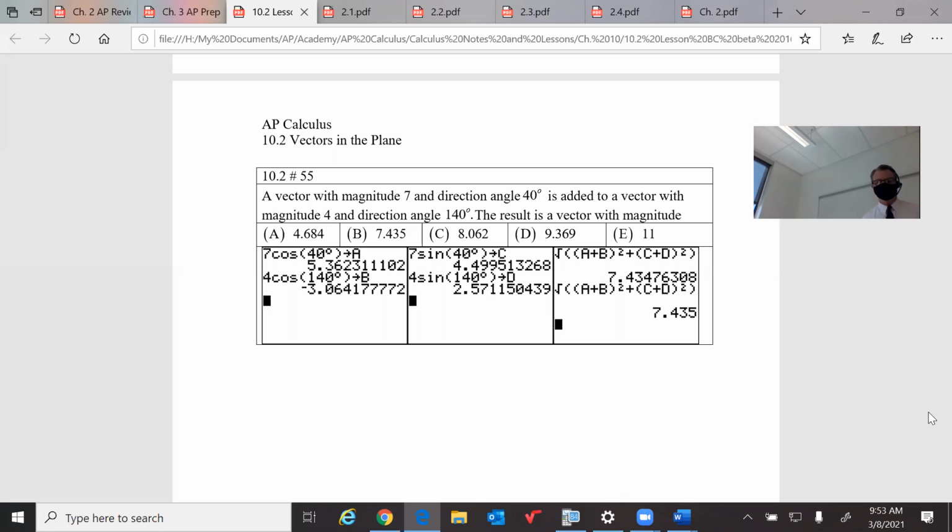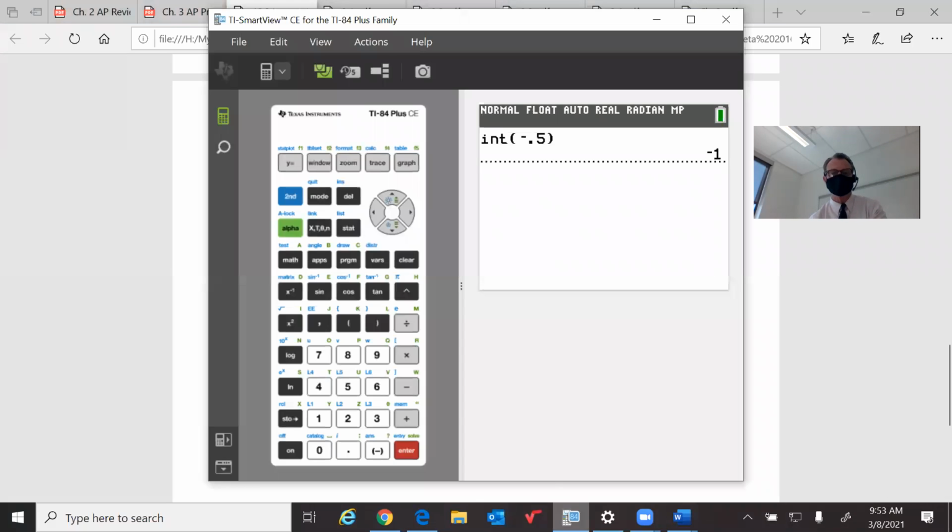Okay? On the calculator, second apps, there's the angle, there's the degree symbol in 1. So if you're in radian mode, you can just overwrite it there.